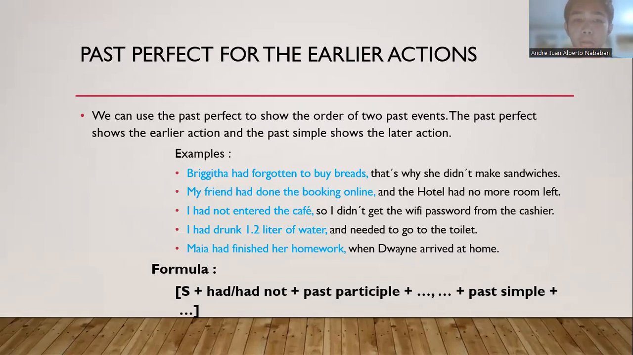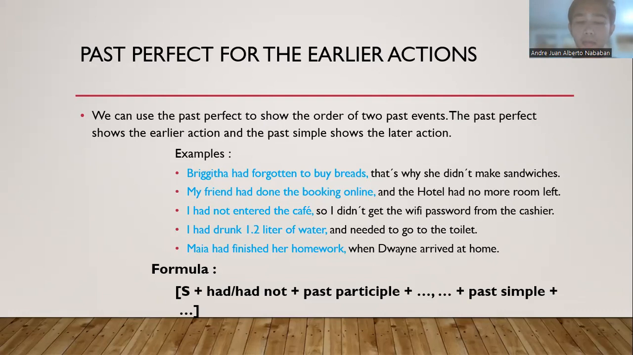For example number one, Brigitta had forgotten to buy breads. That's why she didn't make sandwiches. In this sentence, we have two sentences, like the main sentence and the secondary sentence. In the main sentence, we use the past perfect tense. How can we know if the first sentence or the main sentence uses the past perfect tense?